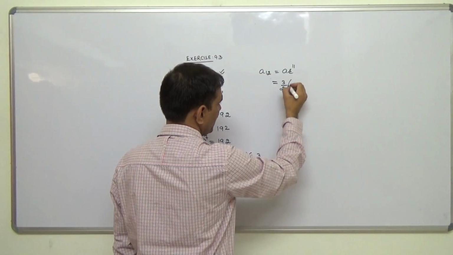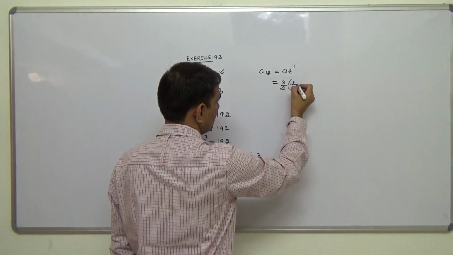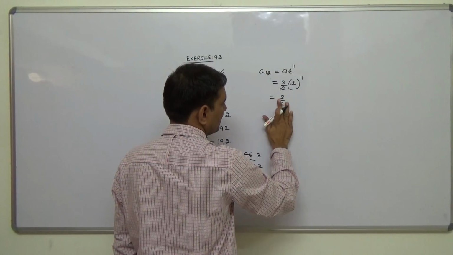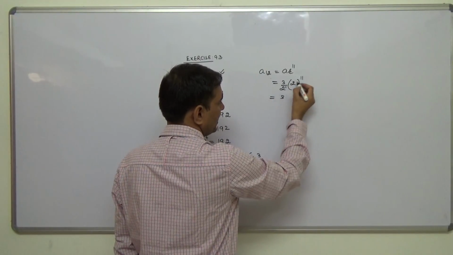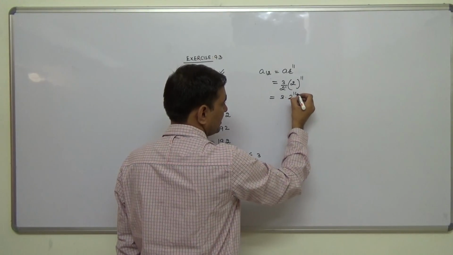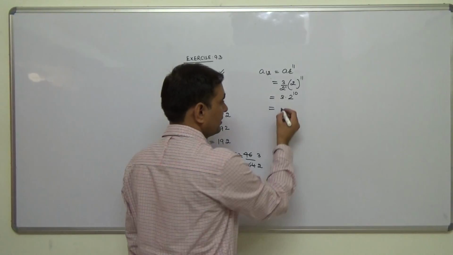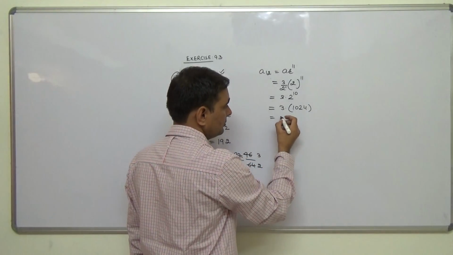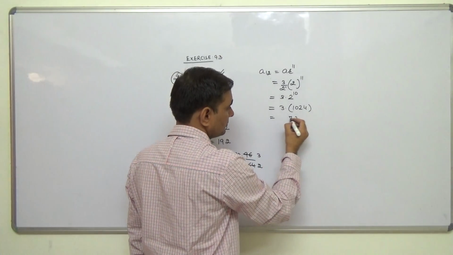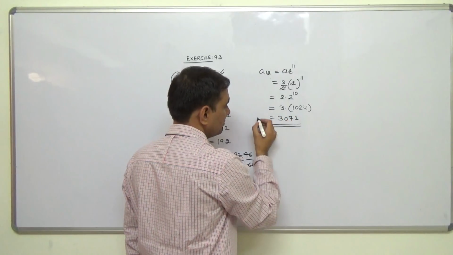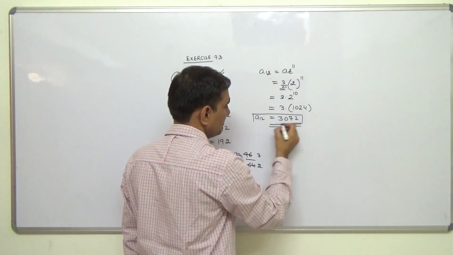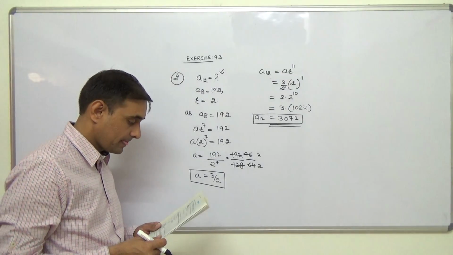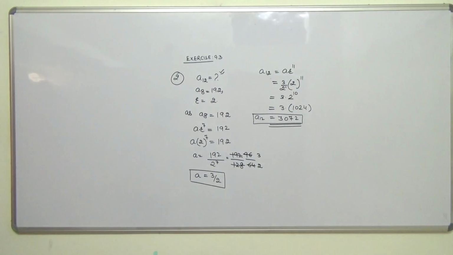A is 3/2 and R is 2 to the power 11. 3/2, this is 2 to the power 1 and this is 11, so it will be 2 to the power 10. 3 into 2 to the power 10, 2 to the power 10 is 1024, that is equal to 3072. So A12 will be 3072. 12th term of GP will be 3072, right? Now let us do question number 3.